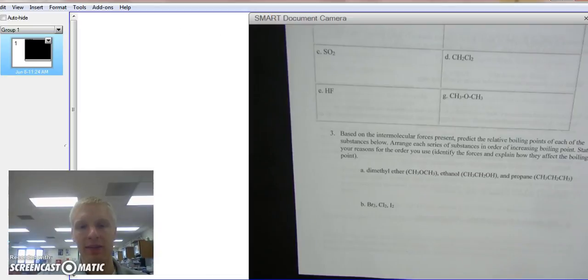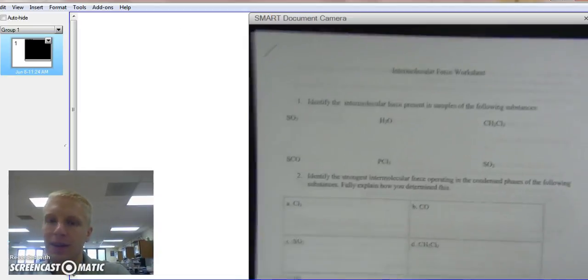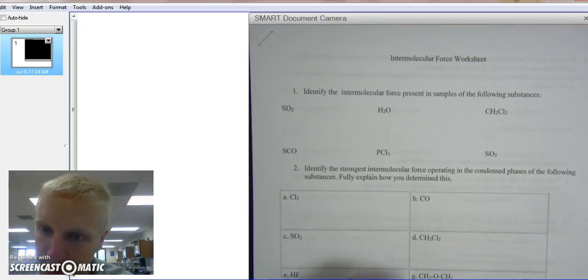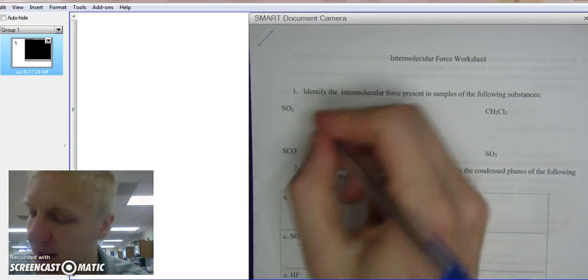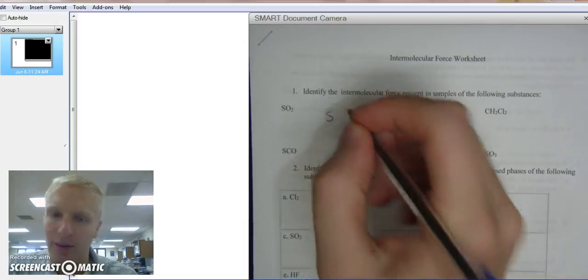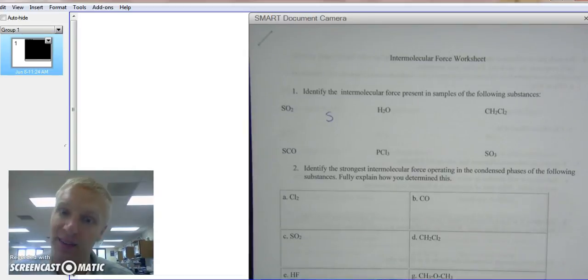Alright, let's have some fun with some examples. So we got this nice little worksheet right here. It says identify the intermolecular force present in samples of the following substance. Alright, so we have SO2, and in order to do this we need to have a strong knowledge of how to draw Lewis dot structures.